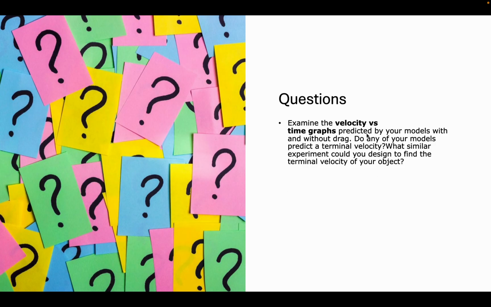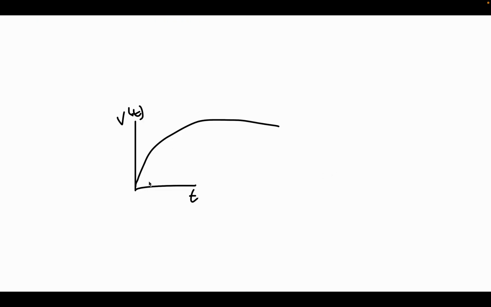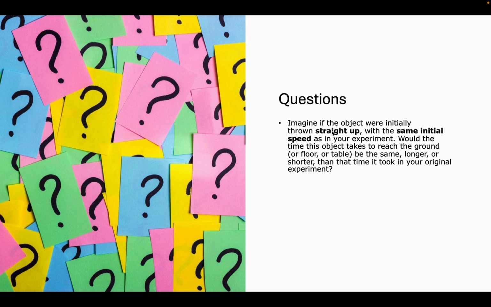Questions? So, velocity versus time graph. No, we did not predict our terminal velocity. Something that we could do is either shoot the projectile for a longer distance, or we can increase drag by increasing surface area, like a coffee filter or a parachute. And the velocity versus time graph should look like this.